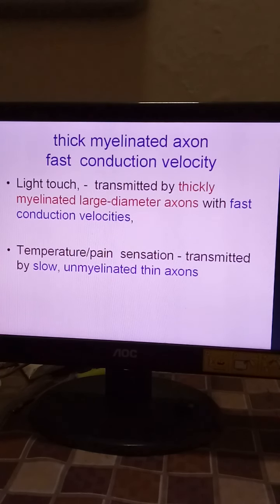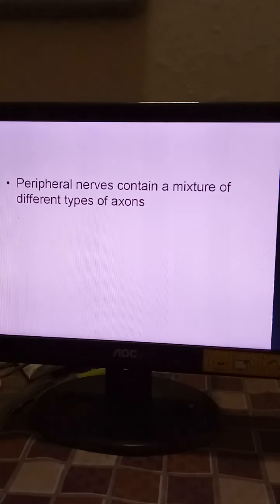So, the thickly myelinated large diameter axons, they have fast conduction velocity. For example, light touch is transmitted by the thick myelinated fiber. On the other hand, the temperature and pain sensations are transmitted by the unmyelinated thin axons. This is the fact which is utilized in the mechanism of working of TENS. A peripheral nerve, as we have discussed earlier, contains a mixture of different type of axons: sensory, motor and autonomic.